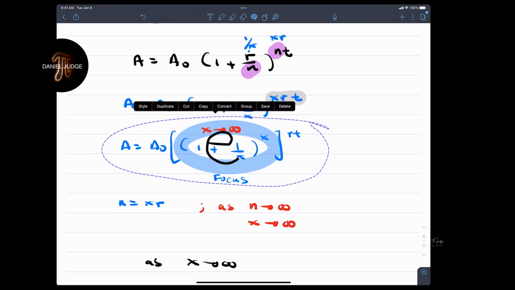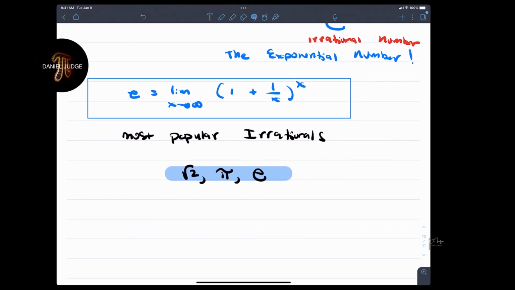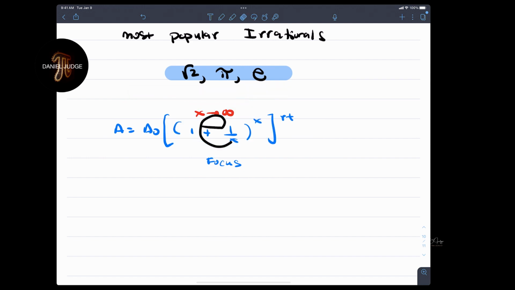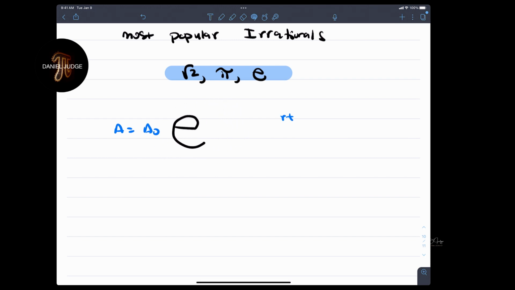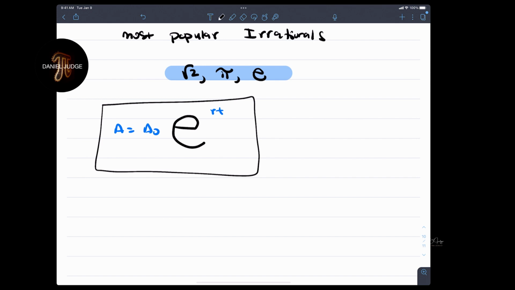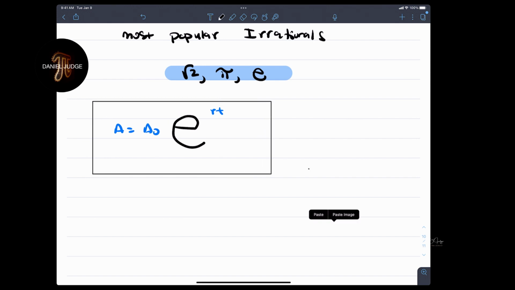And so the focus now, we have a very new formula. The new formula we have today here, if I get rid of all of this, is called the continuous interest formula. You have the number E, and the power now is RT here. And this is how things behave when things grow continuously. And this is now our continuous interest formula.